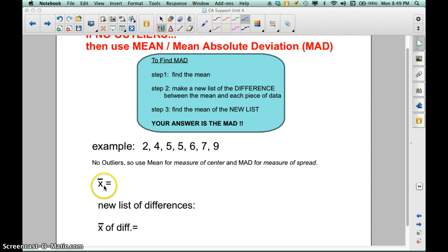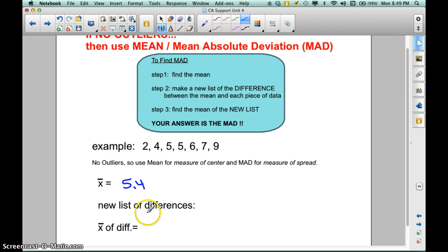Okay, so if you found X bar, which is the mean for this data, you had to round it. You should get approximately 5.4 if we round to 1 decimal place. And that seems about right. Our numbers range between 2 and 9. About 5.4 seems like a reasonable mean.